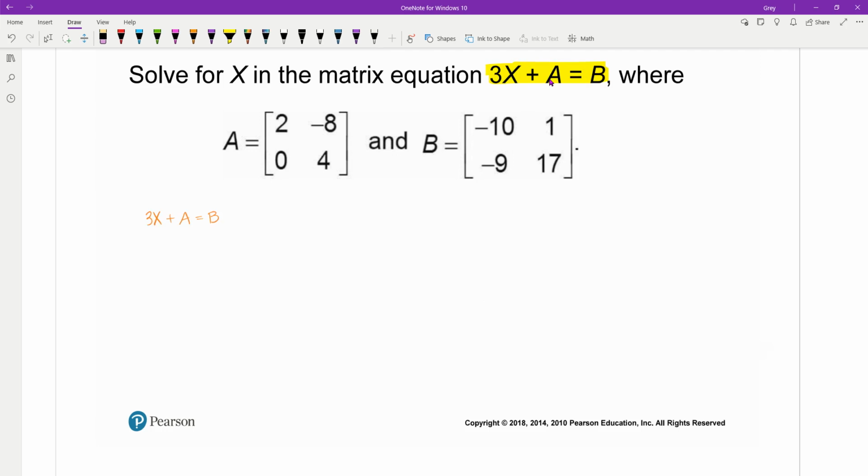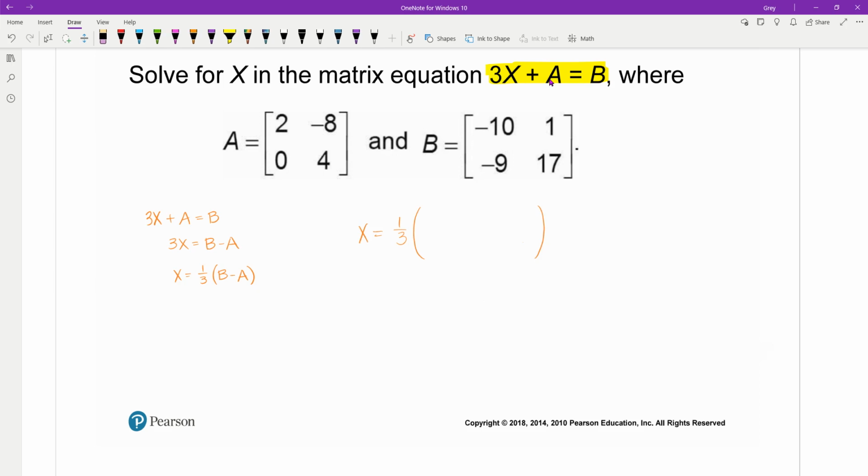So I'm going to come over here. 3X plus A equals B. If I have to solve for X, I have to get the A to the other side. So I'm going to subtract A, and then I'm going to divide by 3. But there's no division with matrices, so I'll write it as 1/3 (B minus A). So then I'm going to plug in what my matrices are. So X equals 1/3 (B minus A). So what is B?